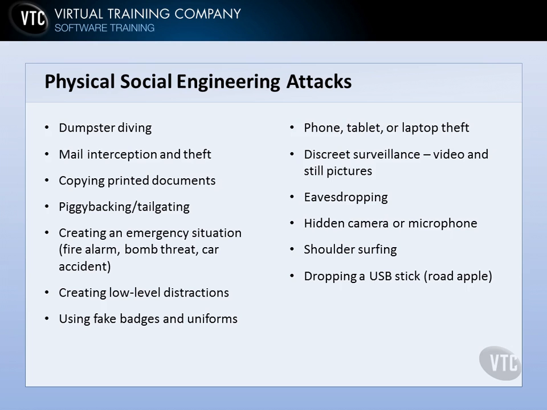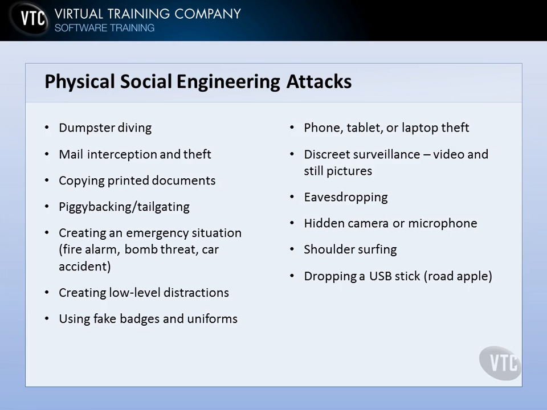You also may see people in your parking lot taking pictures and video. That's discreet surveillance. Hopefully, if it's discreet enough for the hacker, they won't get caught. Eavesdropping. This could be as simple as listening in on a conversation at a restaurant, or it could even mean using these little hidden cameras or microphones that we see these days in ink pens and eyeglasses. Also could mean shoulder surfing, walking behind someone in an internet cafe or as they're using their laptop in a coffee shop, for example.